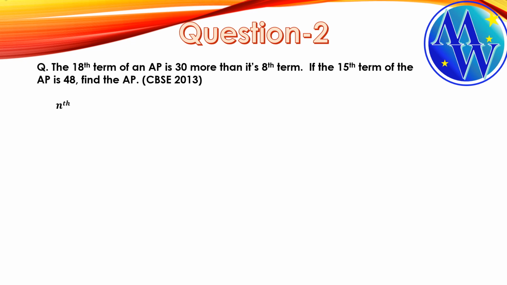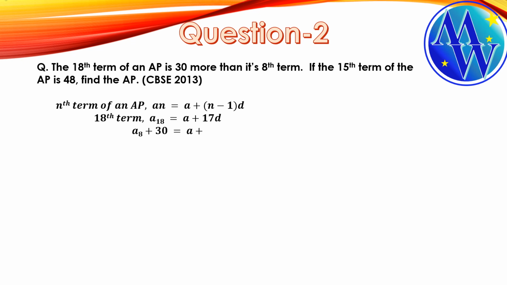We know the nth term an equals a plus (n minus 1) into d. So a18, what is a18? Which equals a plus 17d. 18 minus 1 is 17, right? Okay. The 18th term is given as 30 more than the 8th term, right? So we can rewrite a18 as a8 plus 30. So a8 plus 30 equals a plus 17d.